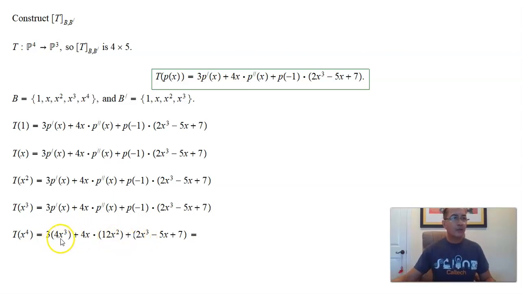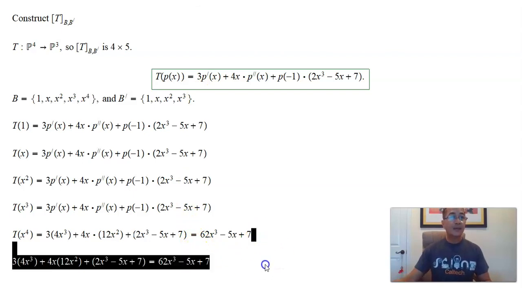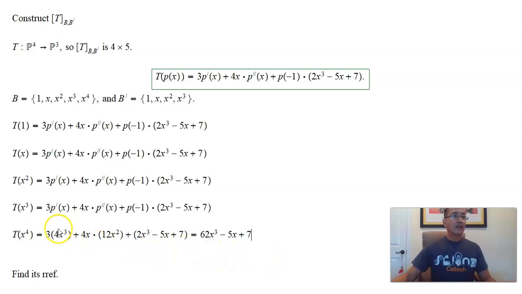How many x cubes will we get? 12, and this is 48, so that's 60 plus 2, 62x cubed. And then we don't have an x squared, so it will just be minus 5x. Okay, there you go. Do not trust a mathematician with arithmetic. Let's check. Oh wow, I got it right. Wonders never cease.